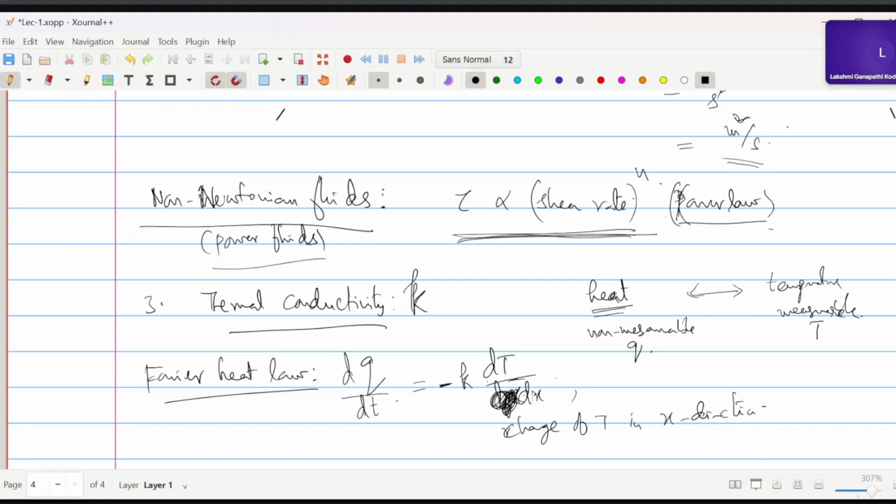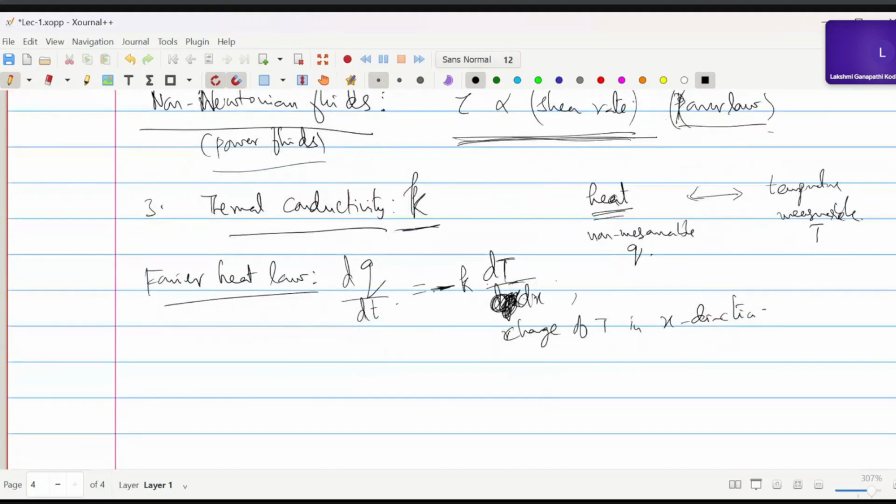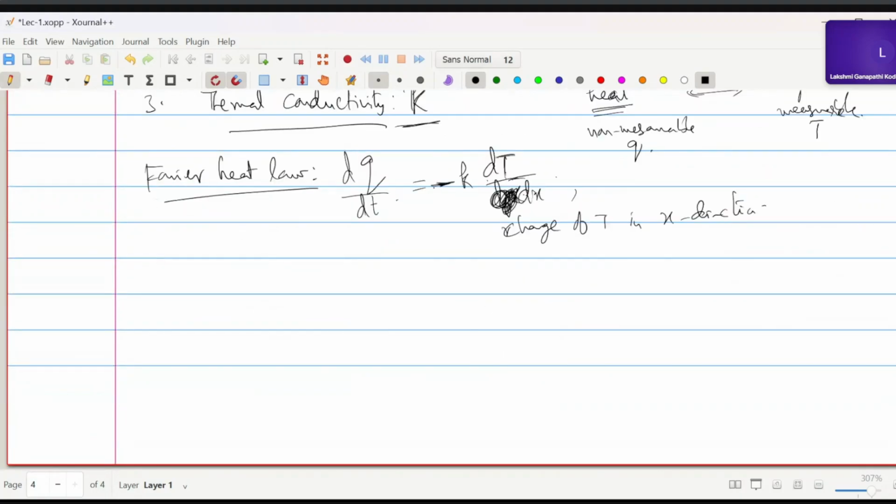Something similar to viscosity. So this k is similar to viscosity, with a negative sign, because the heat flow is going from the hot side to the cold side. That is the reason that in heat conduction problems you use this minus sign. So this is one simple property.